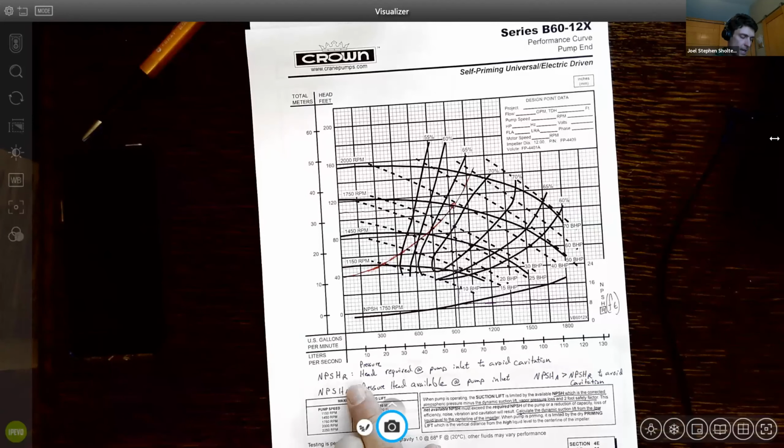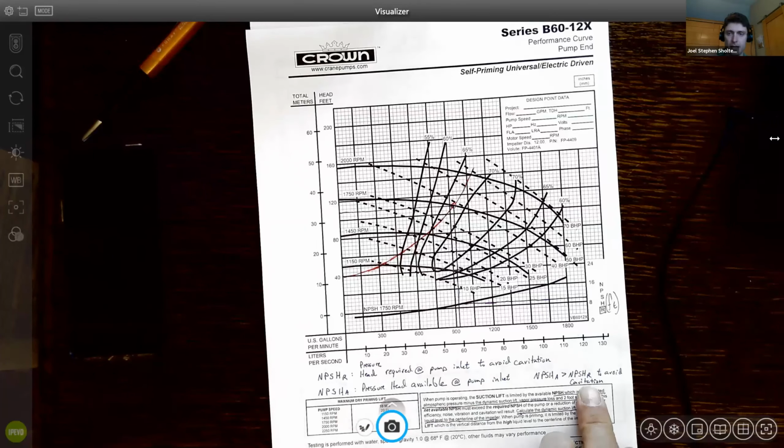Required is the head the pump needs. You want to make sure that the available is greater than the required so that you avoid cavitation. And just note that they already put a 2-foot safety factor into the required value, so that even if available is equal to required, you should be okay because of that safety factor.